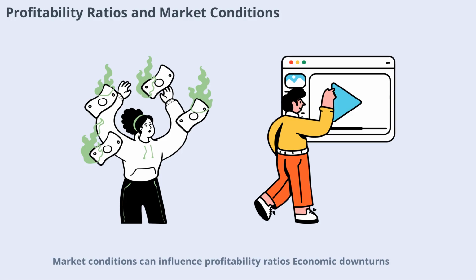Market conditions can influence profitability ratios. Economic downturns, increased competition, or changes in consumer demand can all impact a company's margins and returns. By monitoring profitability ratios, companies can adapt to changing market conditions and make informed decisions to protect their bottom line.